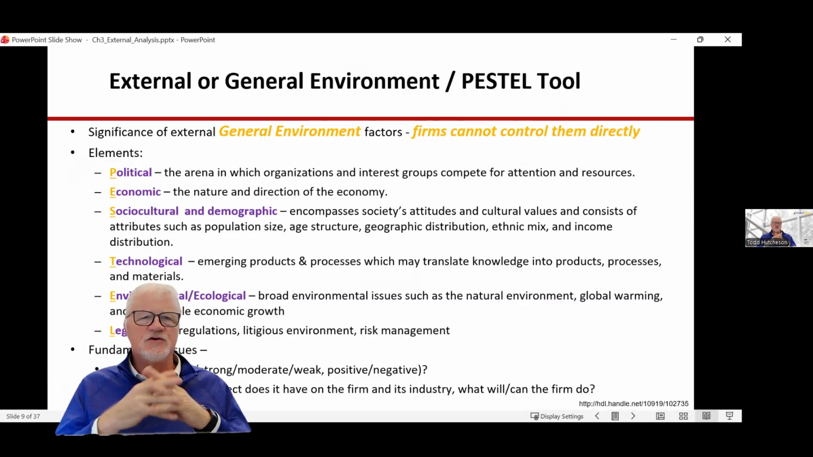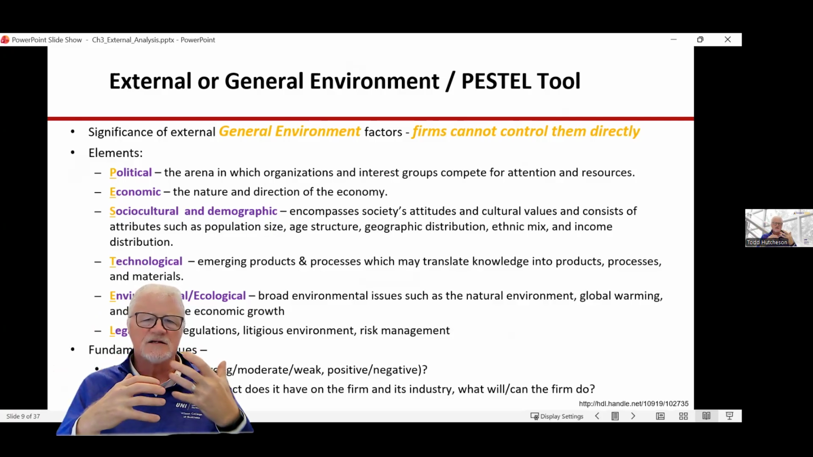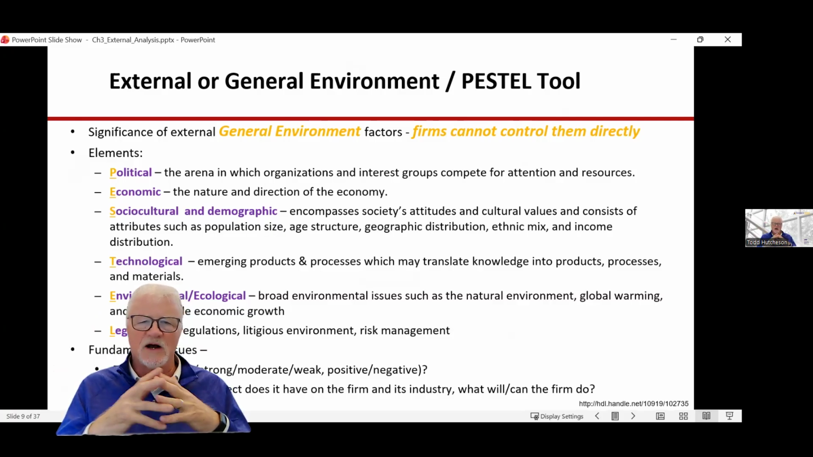Our fundamental issue, though, that we're looking at overall is: what is our strength? What factors do we have that are strong, intermediate, or weak, and what positive and negative factors do we see? Because we want to have strategies then that either leverage those that we have strengths on or attempt to mitigate those that we have weaknesses on.